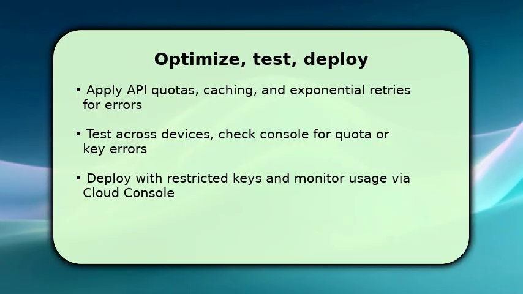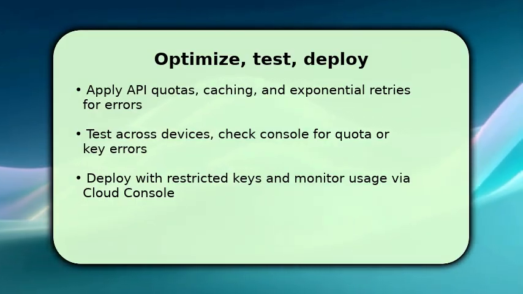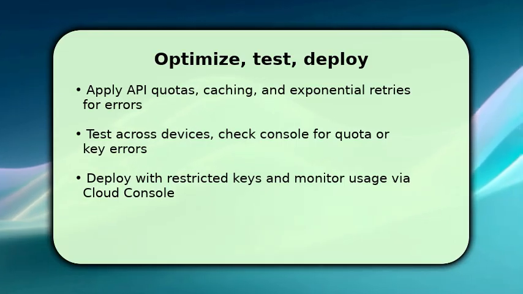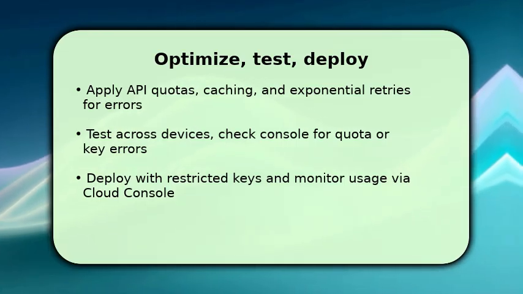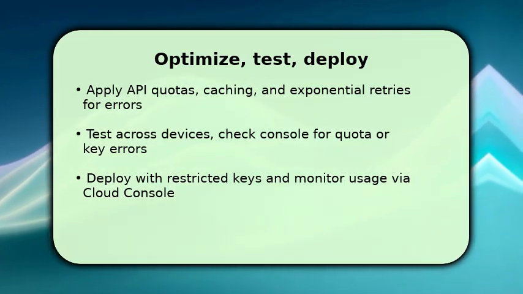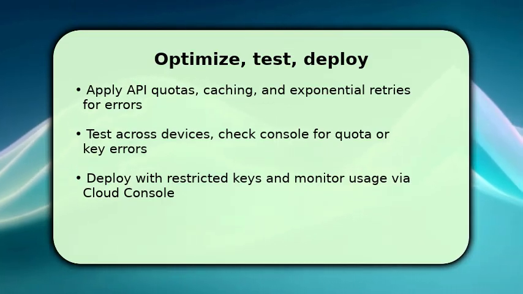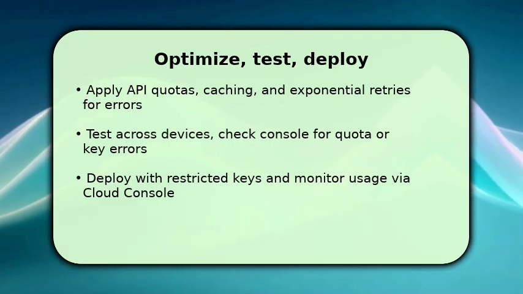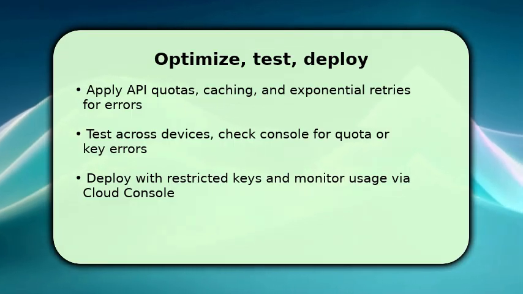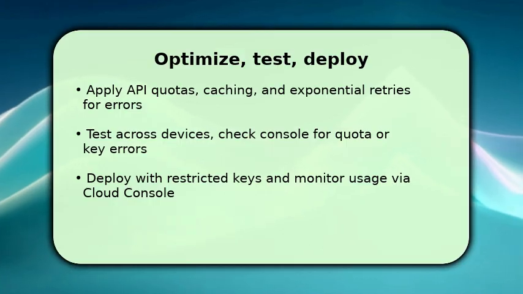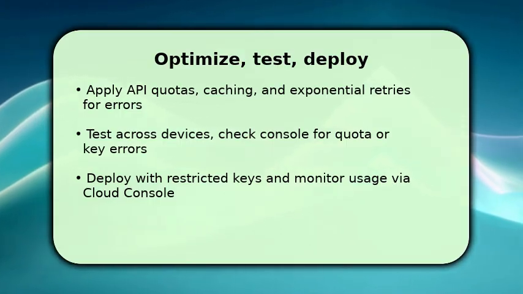To finish, optimize and verify before you ship. Implement client or server-side caching and set quotas so you don't hit limits. Use exponential backoff for transient errors. Test on multiple devices and networks to confirm responsiveness and inspect the browser console for quota or key restriction errors. When deploying, rotate keys if needed and publish only restricted keys.